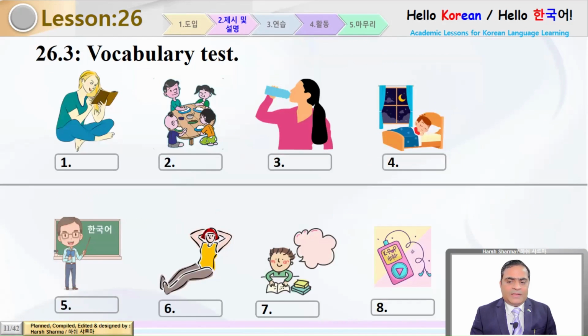Now, there is a one vocabulary test. This you have to attempt after memorizing all the vocabularies. Don't do it right now because it might take some time to memorize. So this is the test. After memorizing, after seeing the pictures, you have to write in Korean what is the vocabulary. Like number 1 is for reading, 읽다. Number 2 is for the eating, 먹다. All these vocabularies we have just completed in the previous slides. I hope you can score 8 out of 8.